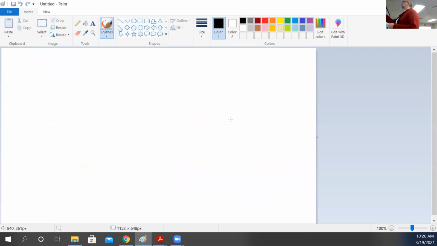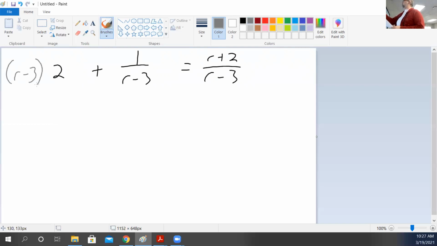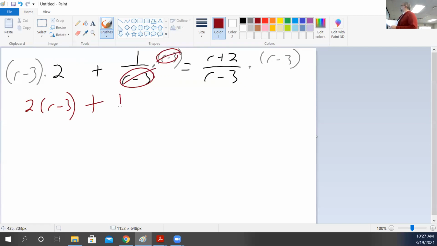All right, so we got 2 plus 1 over r minus 3 equals r plus 2 over r minus 3. It looks like the only denominator is r minus 3. So I'm going to multiply everything times r minus 3. Okay, so we got 2 times r minus 3 there. R minus 3 cancels, so just plus 1. R minus 3 cancels, and that's just r plus 2 left.